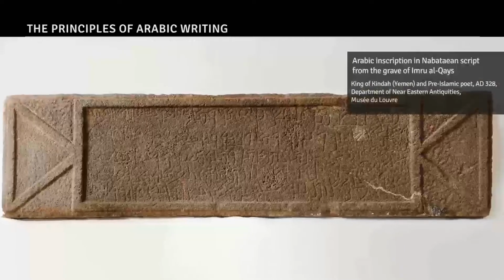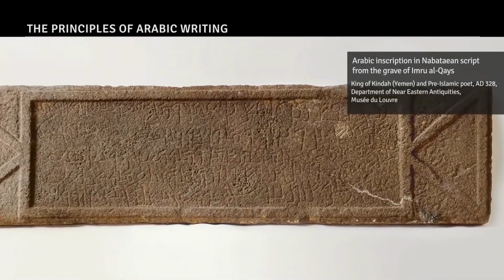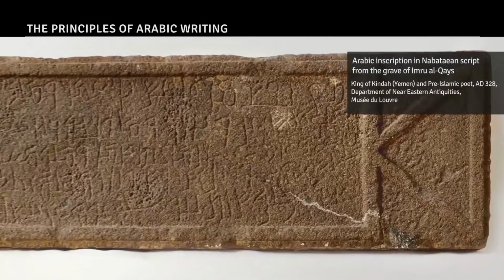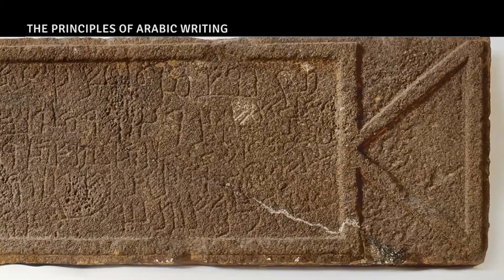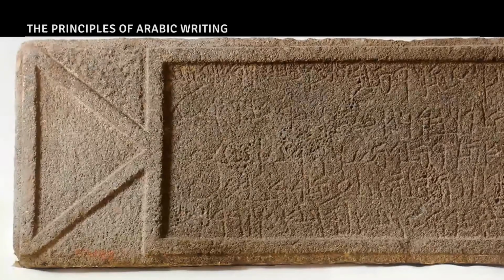Arabic writing was born before the arrival of Islam, sometime between the 4th and the 5th centuries. Writing is read from right to left. This lintel, inscribed with the name of the poet Imru al-Qais, bears one of the most ancient inscriptions in Arabic. The Arabic alphabet has 28 letters written along a base line, with strokes going above and below it.